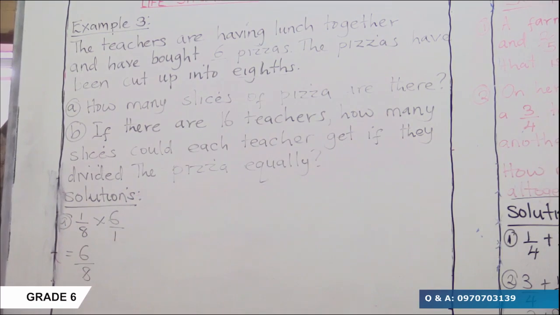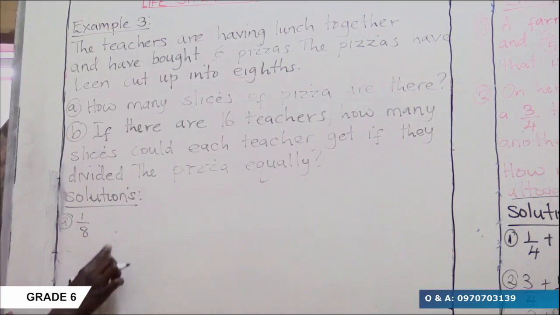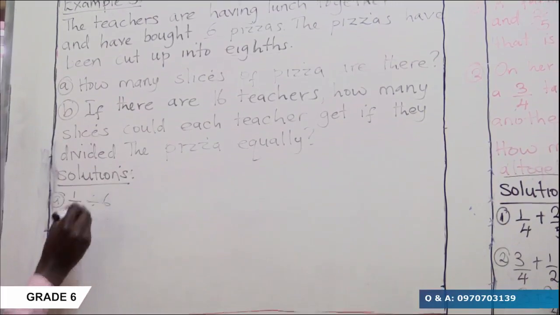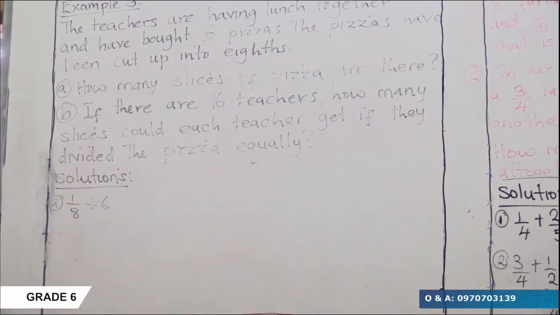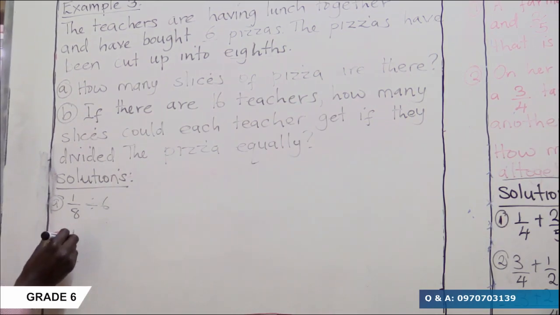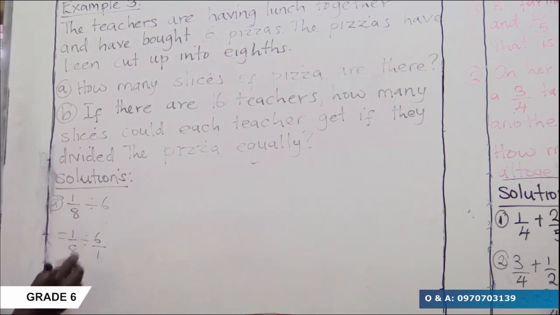So boys and girls, for us to find the answer there, we are going to divide. So it is 1 over 8 divided by 6. When we divide 1 over 8 by 6, it is 1 over 8 divided by 6 over 1.